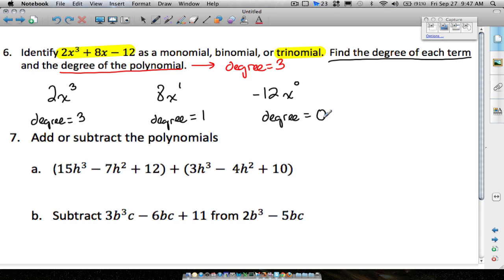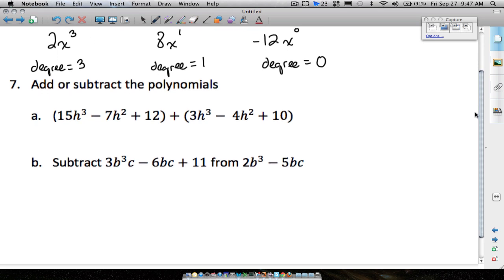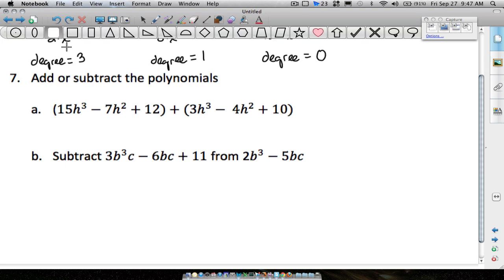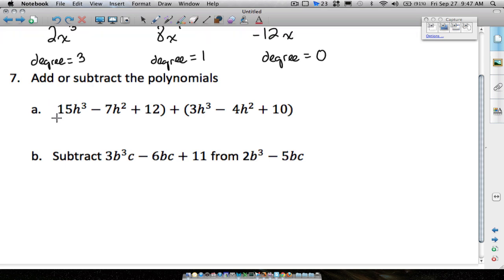All right. Number 7, add or subtract the polynomials. Here we're just adding. That plus does not change anything, so really there's no sign out here. Those parentheses really aren't that important. And same thing over here. That plus is not going to change anything, so these parentheses aren't important. We don't have to change any signs. And now we can just combine like terms. We had the 15h cubed and plus 3h cubed. That gives us 18h cubed.